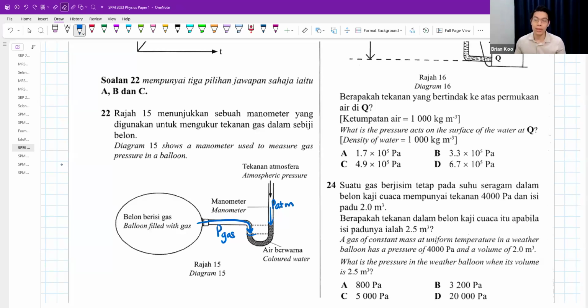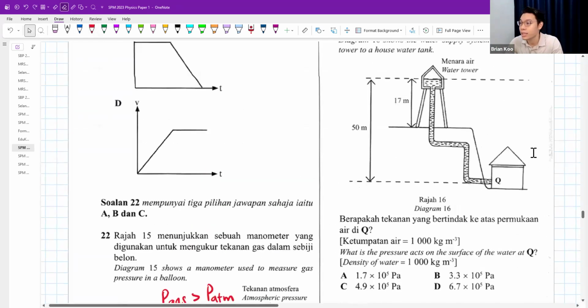So always for a manometer, I tell my students, you are comparing pressures on both sides. And if I ask you, which pressure do you think is higher? The answer has to be the pressure of gas, because it's pressing down a lot lower. Okay, pressure of gas is higher than pressure of atmosphere.